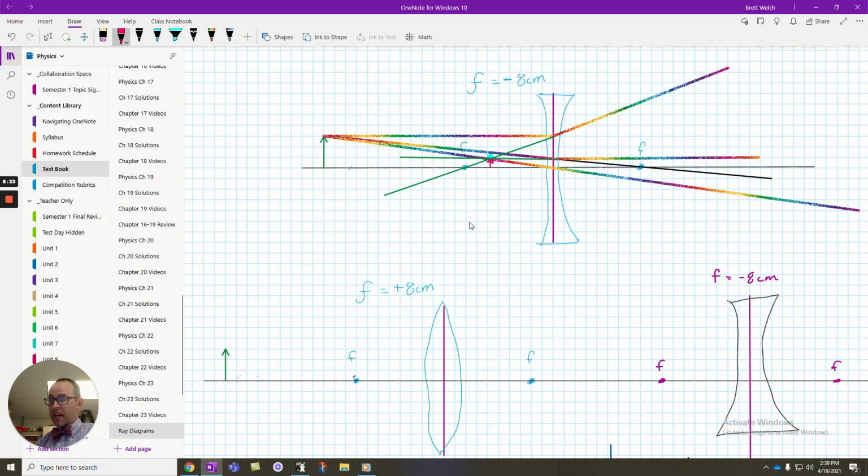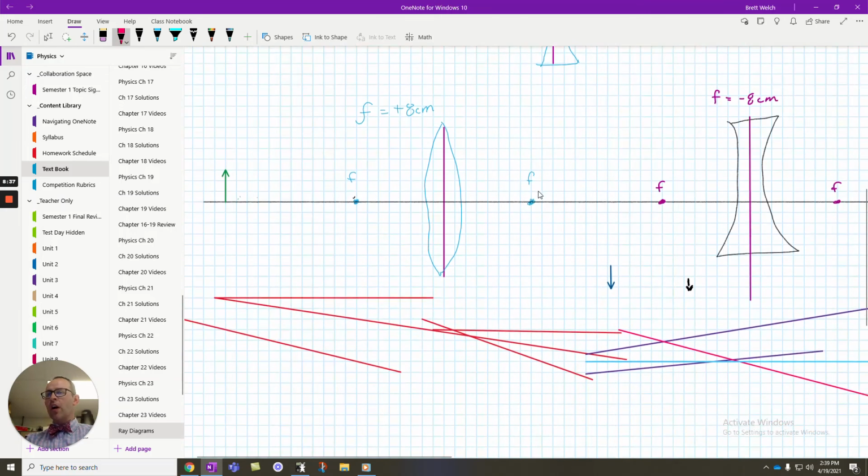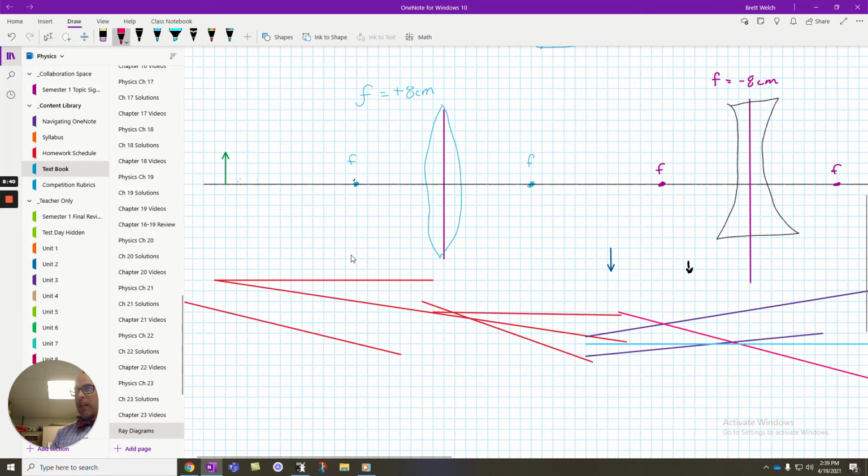They're going to be on the same side of the lens as the original light source, the object. All right, so now let's talk about our last one. The last one is when we have multiple lenses in combination.